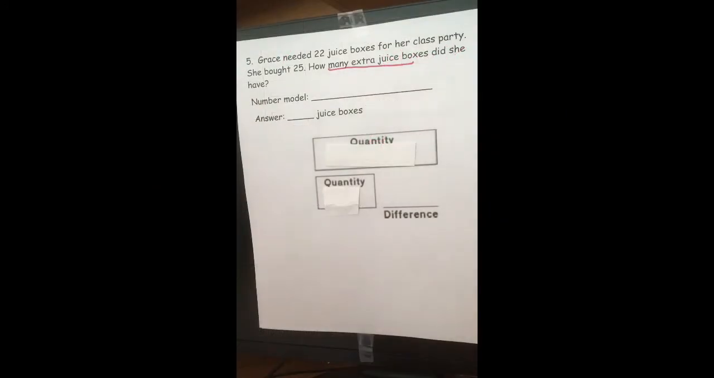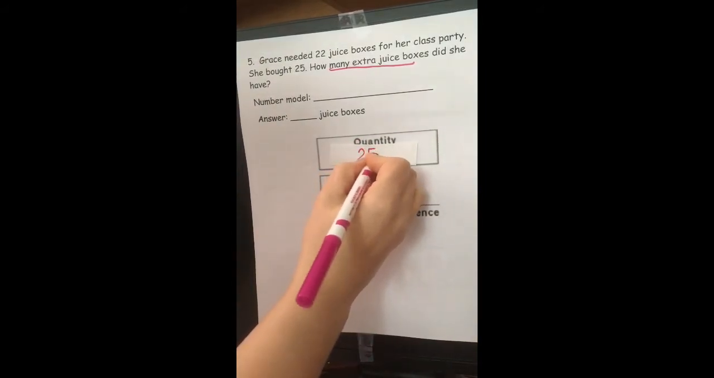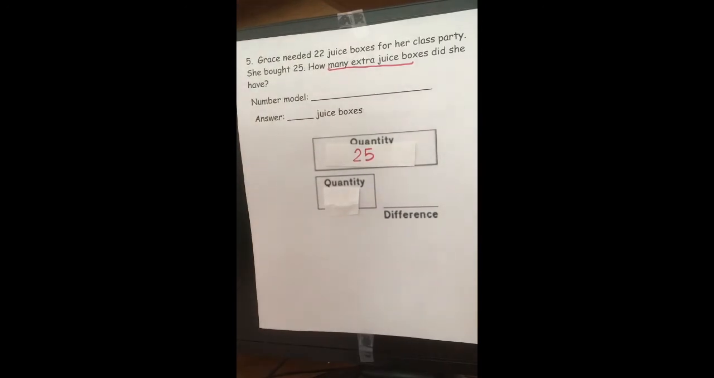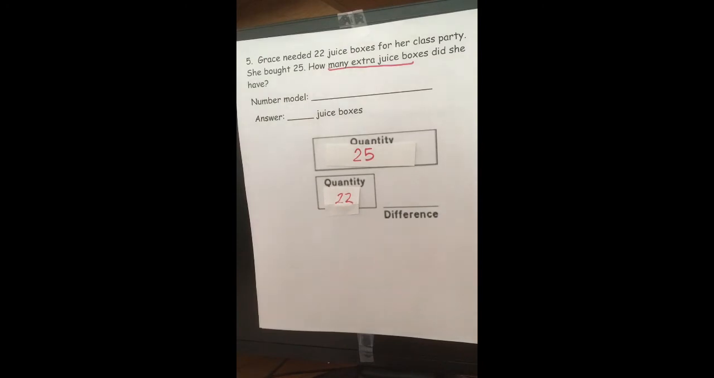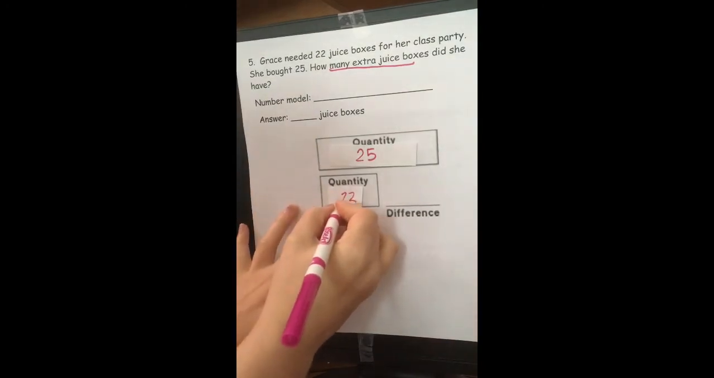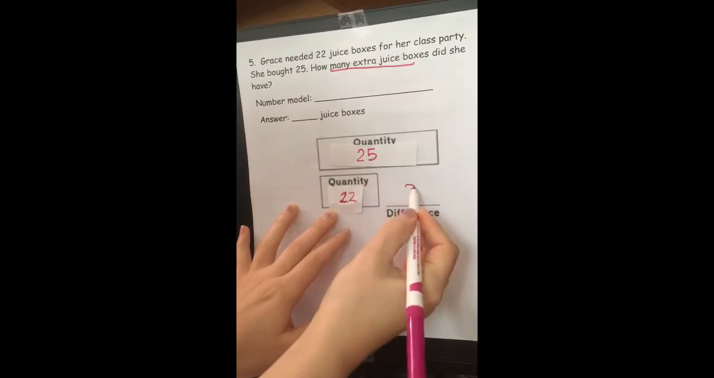Number 5. Grace needed 22 juice boxes for her class party. She bought 25. How many extra juice boxes did she have? Let's fill out our diagram. Our bigger quantity is 25 because that's the bigger number, so it goes in the bigger quantity box. Our smaller quantity is 22, so it goes in the smaller quantity box. We want to know how many extra juice boxes she had. So that's the difference. We don't know the difference.